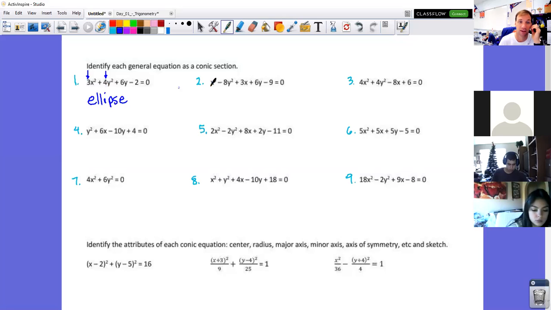Fantastic. Okay, what about number 2? They're being subtracted, so it's a hyperbola, the x and the y. Yes, great. So we notice there's a subtraction problem here. So this is automatically going to be a hyperbola, regardless of the squared coefficients. Because there's a minus, this one's a hyperbola. Okay, how about number 3?